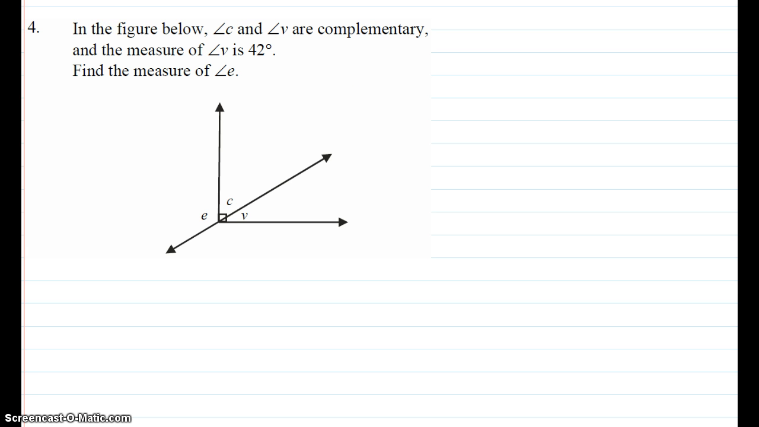All right, and number 4, as you read it in the figure below, C and V are complementary. So C and V are complementary, and you can see that because of the little 90-degree box. So remember that complementary means that they are at 90 degrees. And the measure of angle V is 42 degrees. So since we know that both these things add up to 90, we can figure out what the other angle is just by subtracting. And so that's going to give us 48. So we know that C is 48 degrees.